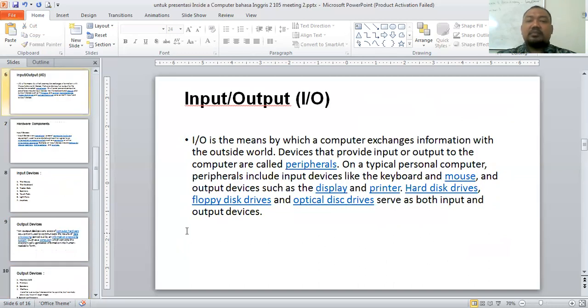And that's input and output device. Input-output device is the means by which a computer exchanges information with the outside world. Devices that provide input or output to the computer are called peripheral. On a typical personal computer, peripheral include input device like the keyboard, mouse, and output device such as the display and printer. Hard disk drive, floppy disk drive, and optical disk drive serve as both input and output device.